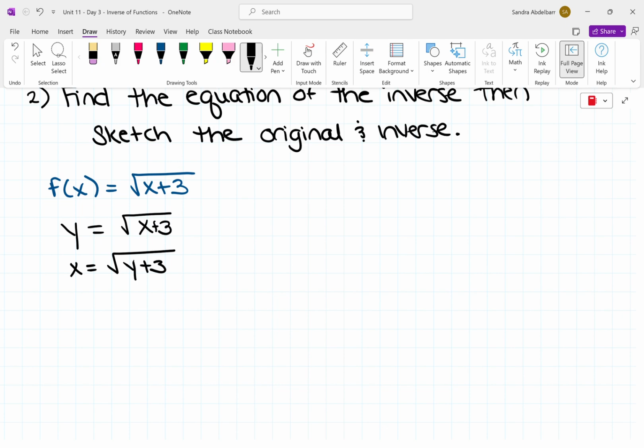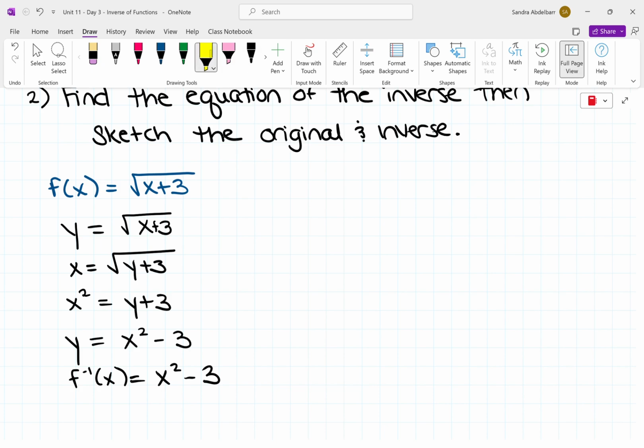Now we need to solve for y. In order to solve for y, I need to isolate it. So I'm going to square both sides, and I get x squared equals y plus 3, and then subtract that 3. So I end up with y is equal to x squared minus 3. Replace it with the inverse notation.